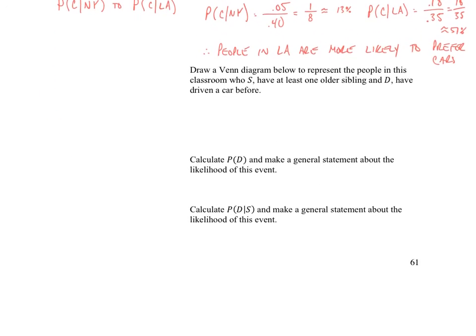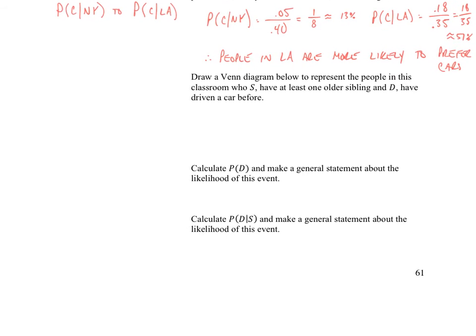So here we're asked to draw a Venn diagram below to represent the people in this classroom who S have at least one older sibling and who D have driven a car before. In this case, we would want to fill this Venn diagram with possible information about you guys in the class. And unfortunately, we're not in person, so we can't actually do this in person. I'm going to make up some results based on last year, the results I had in class when I taught this lesson. So we're going to have a Venn diagram here.